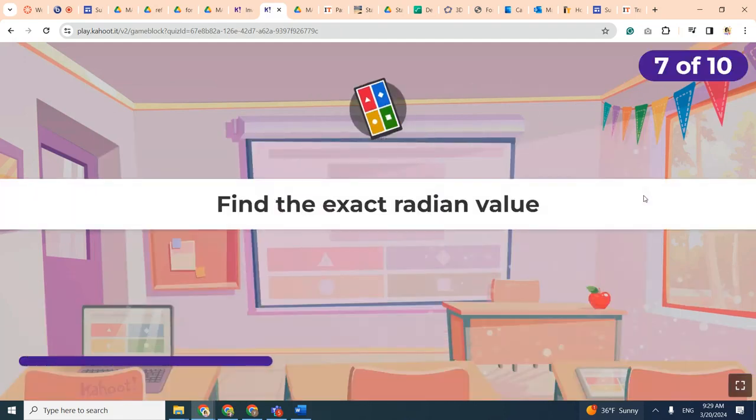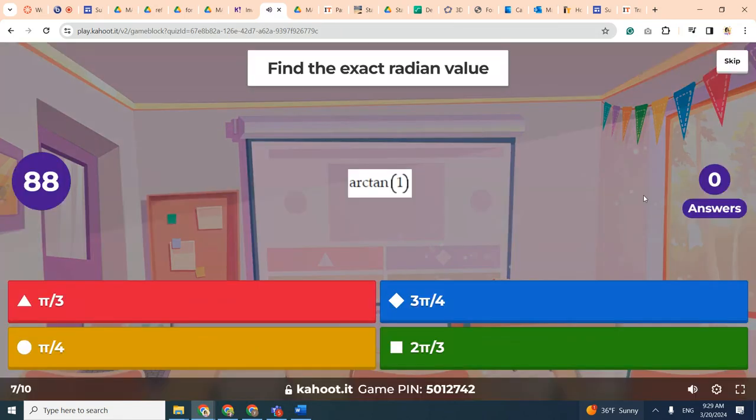Okay. Find the exact radian value at tangent 1. It's at tangent 1.